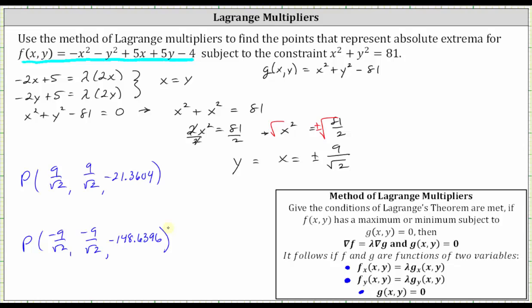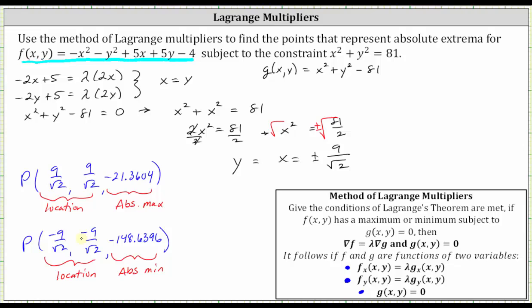So the largest function value represents the absolute maximum. The least function value represents the absolute minimum. So the absolute minimum is approximately negative 148.6396. The location is often given using the x and y coordinates. And the greatest function value, or z-coordinate, is the absolute max. The absolute max is approximately negative 21.3604. And the location is often given using the x and y coordinates.